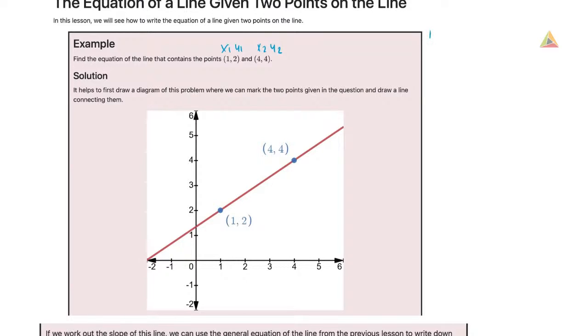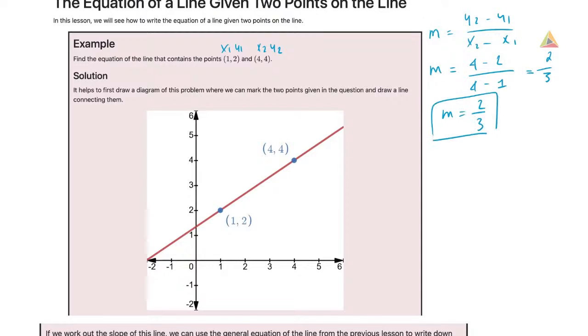So remember from before, our slope is y2 minus y1 over x2 minus x1. So here it's going to be y2, which is 4, take away y1, which is 2, over x2, which is 4, minus x1, which is 1. 4 minus 2 is 2, 4 minus 1 is 3. So that is now the slope. So m is 2 over 3. Now we have a point. We can use this point here.